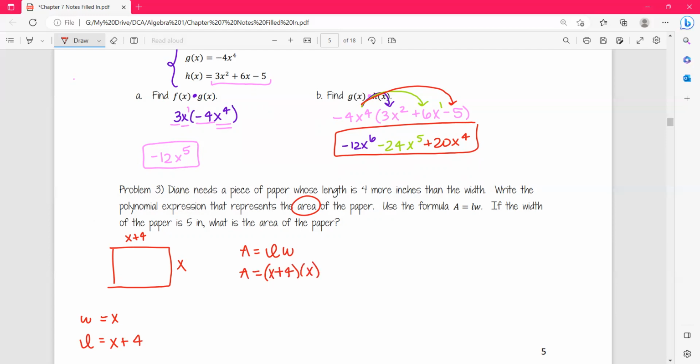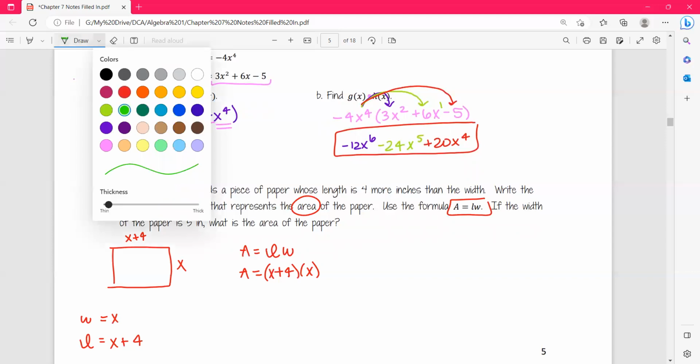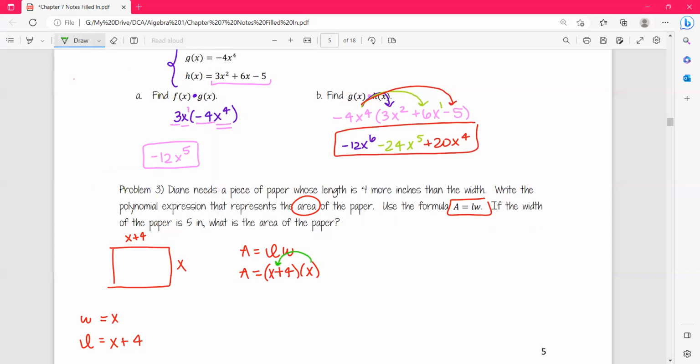Use the formula. That's just what we used. It's the width, and then we're going to answer this. So to answer that, we're going to do a little distributing, right? We have to distribute that x to everything. So I'm going to have x times x is x squared. x times 4 is 4x.